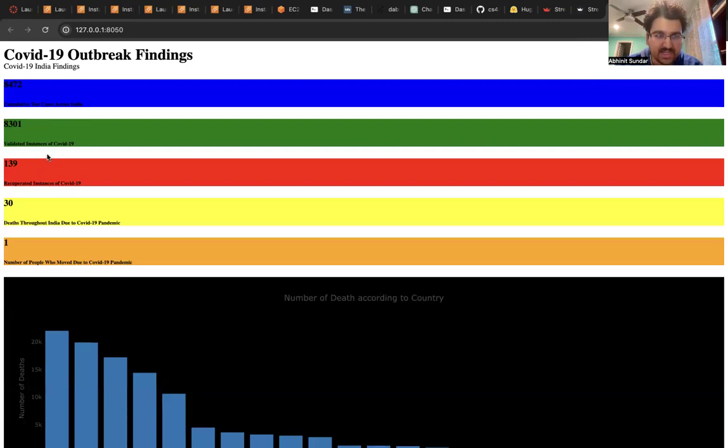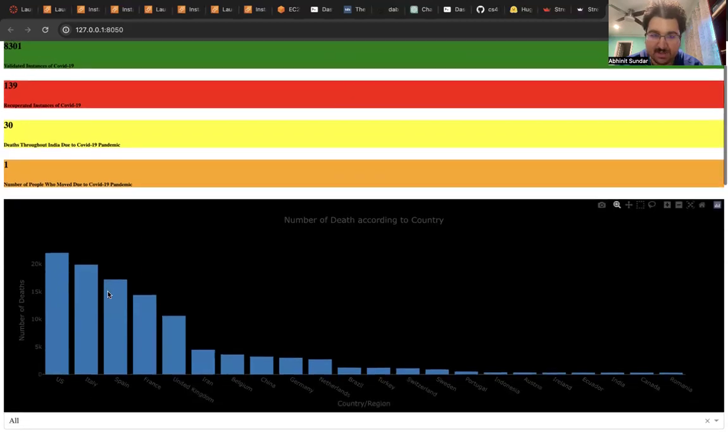And out of the 8,301, 139 were those who recovered from COVID during the years 2019 and 2020. There were 30 deaths throughout India due to the COVID-19 pandemic. And there was only one person in India who was able to move due to the COVID-19 pandemic.